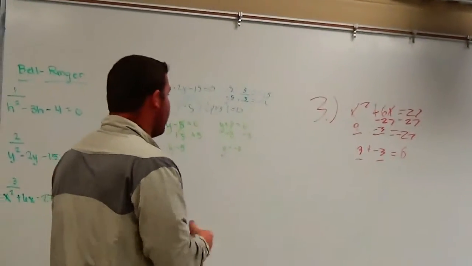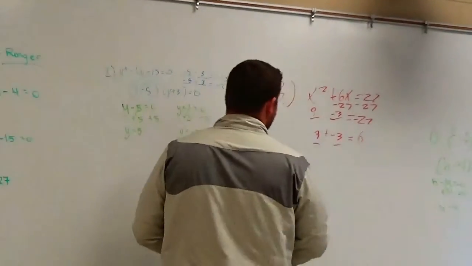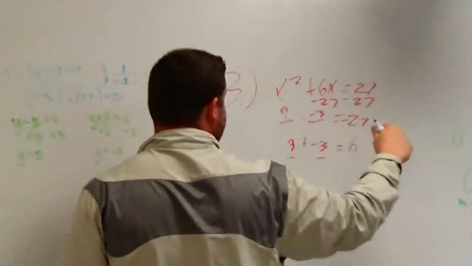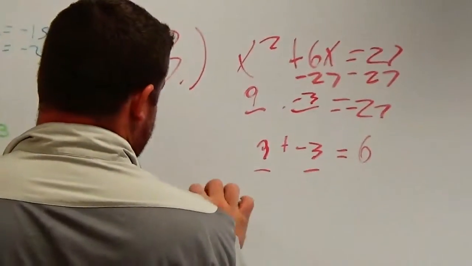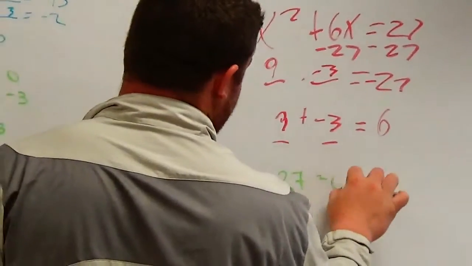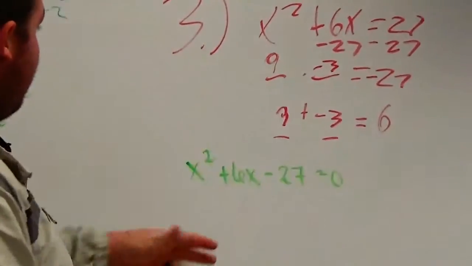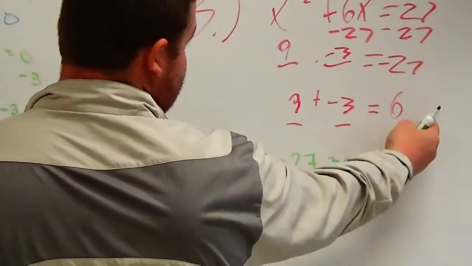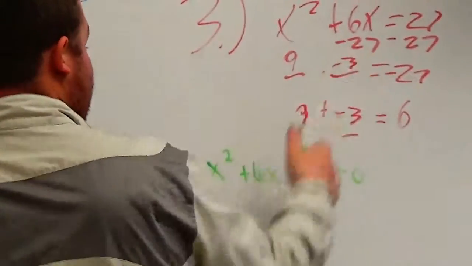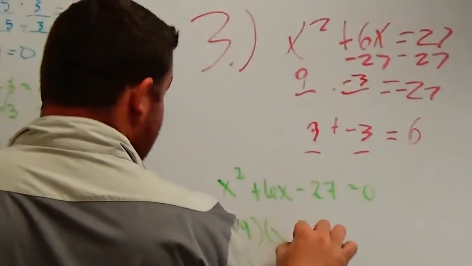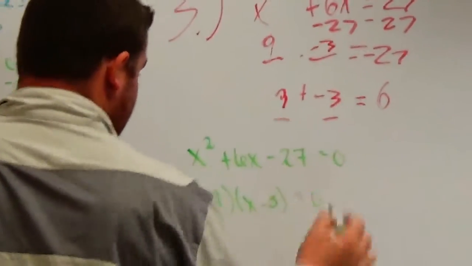Okay, with number 3, the first thing I need to do is move this 27 over and set this equal to 0. So we would have x squared plus 6x minus 27 equals 0. Alright? We're going to need two numbers that multiply to give me -27 and add to give me 6. Okay? So we've got 9 and -3. So when I factor this, we get x plus 9, x minus 3.